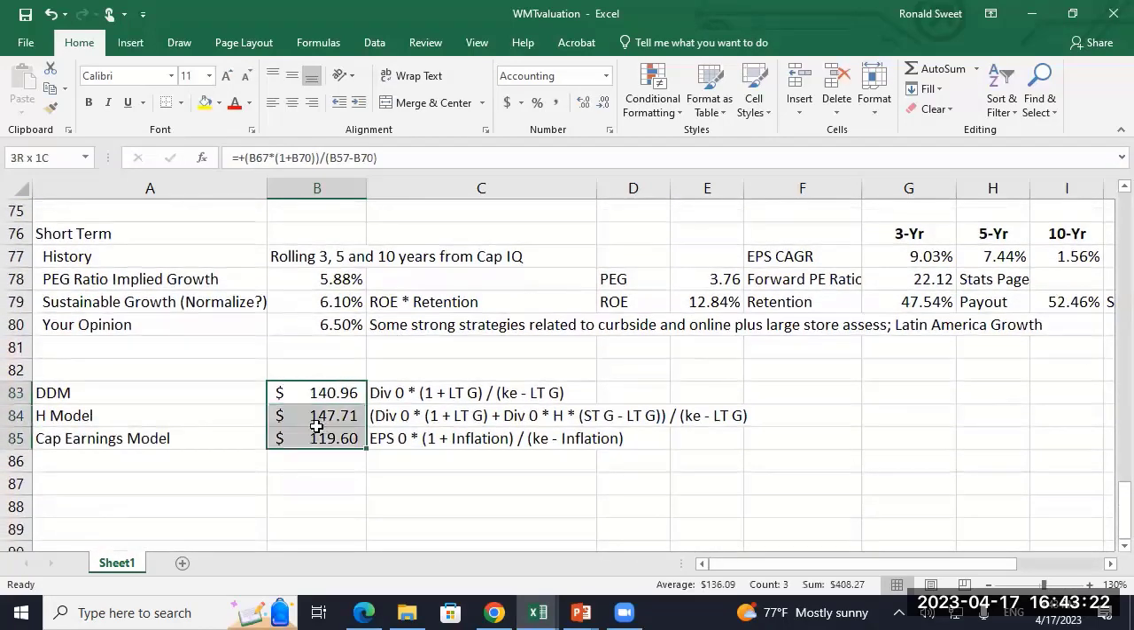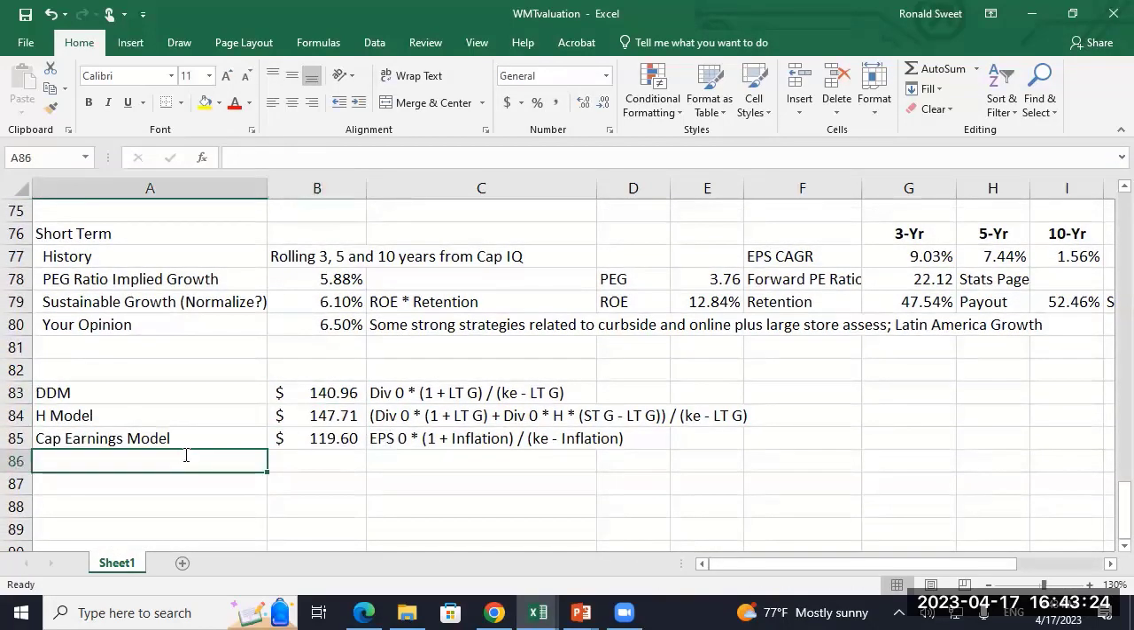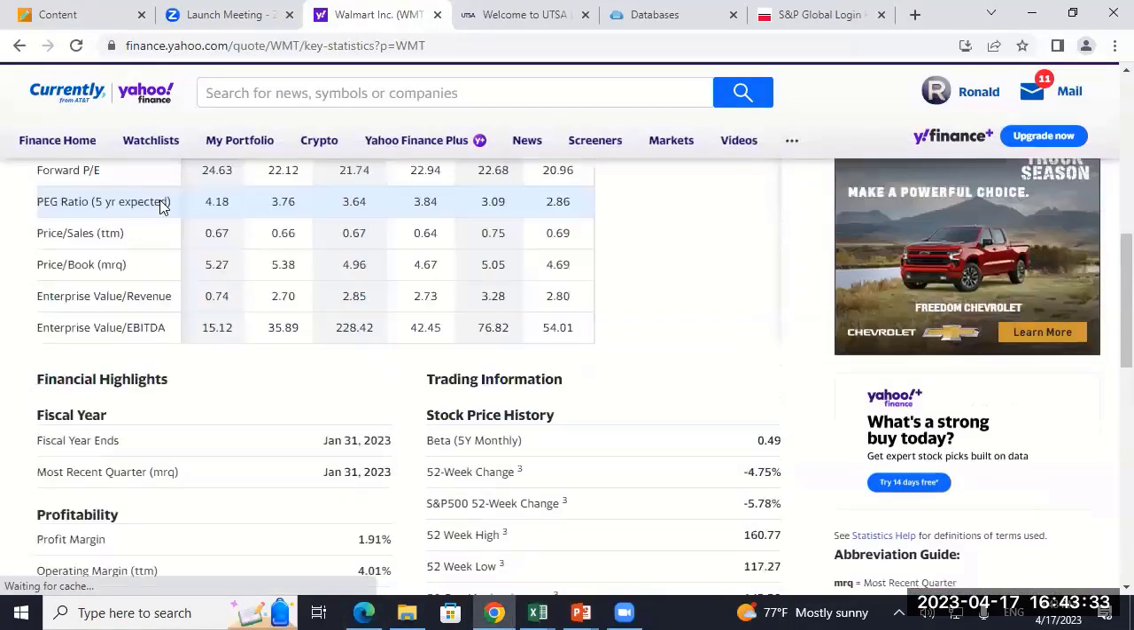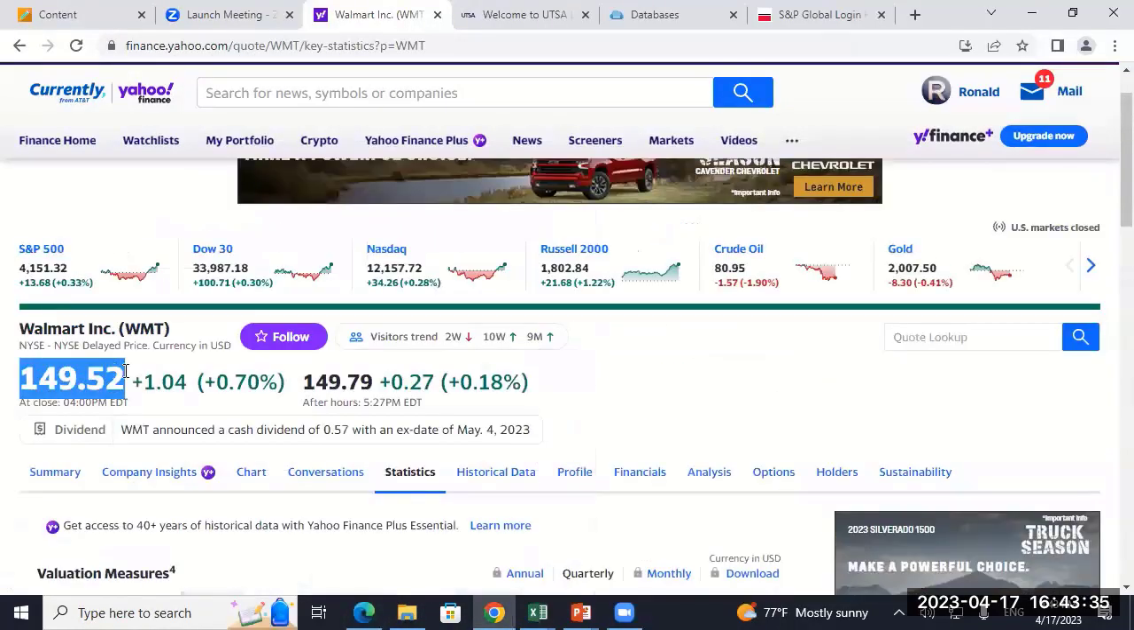So now I've got some valuations. What else might I want here? What about the current price? That might be useful. So what is the current price for Walmart? $149.52.